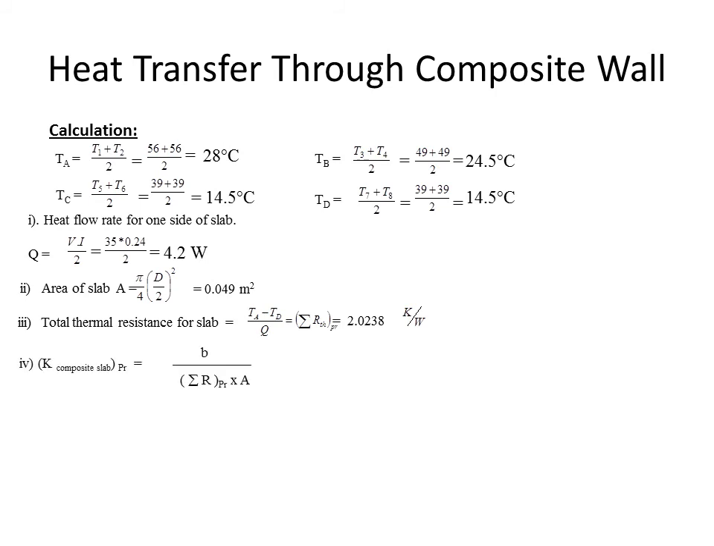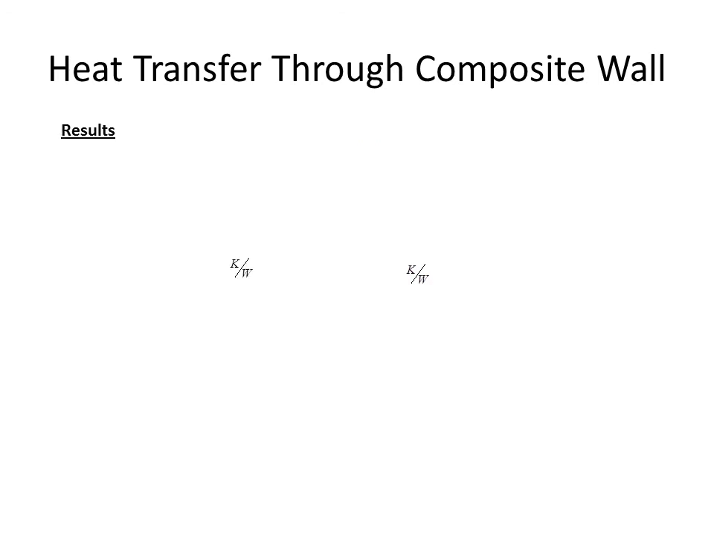Thermal conductivity of the composite slab is equal to total thickness divided by thermal resistance of the slab multiplied by area. So total thickness of the slab is equal to 0.03 meter. Hence, the thermal conductivity of the composite slab is equal to 0.3 watt per meter Kelvin.